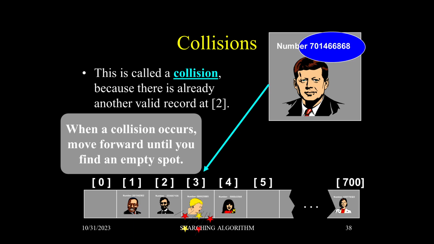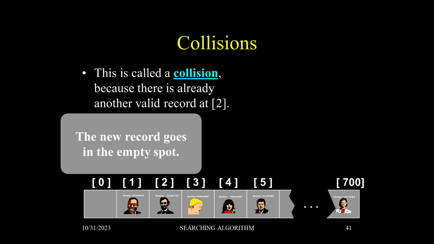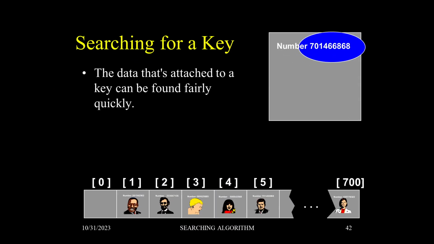When a collision occurs, move forward until you find an empty spot. Then what will we do? A of 3 is already there. A of 4 is there. When A of 5 is empty, then you put it there. Okay, you get it now? So this value will be put in the empty slot. So this is the procedure you follow, right?